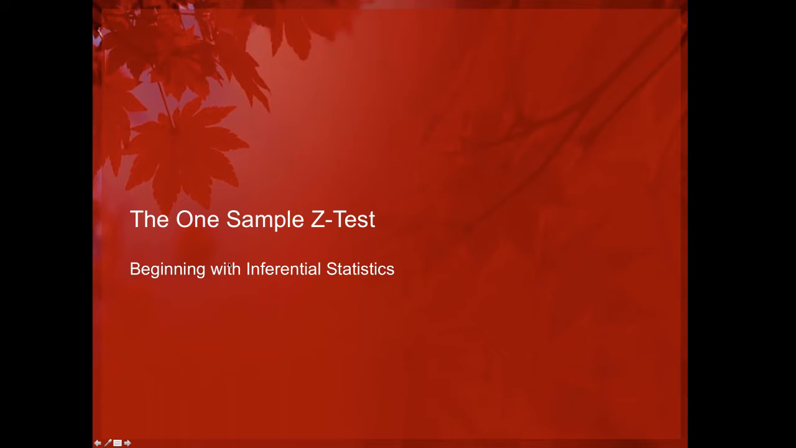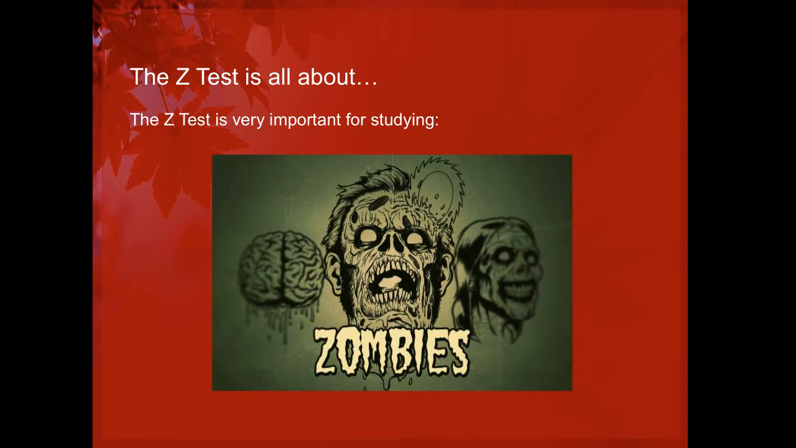Welcome back. Today we're going to talk about the one sample z-test, which is not to be confused with z-scores. Remember, z-scores are standard scores that help us identify how far or how close an x value is from the mean. By knowing the z-score number of an x value, we also know its probability. So, the one sample z-test is a very important test and we use it to study zombies.